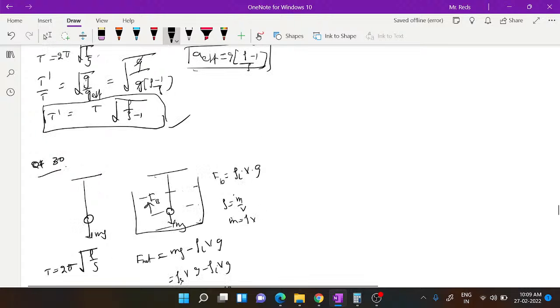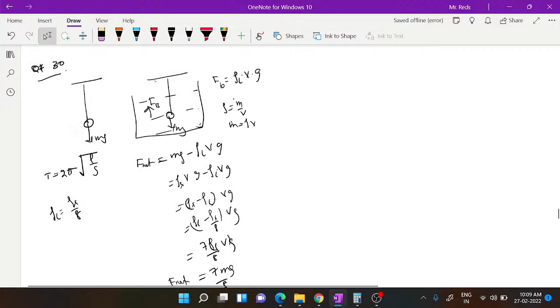Another one, you see question number 30 as well, similar to this. Let me read the question once. A simple pendulum with a brass bob has a period T. The bob is now immersed in a non-viscous liquid and oscillated. If the density of the liquid is 1 by 8 of brass, the time period of the same pendulum will be.